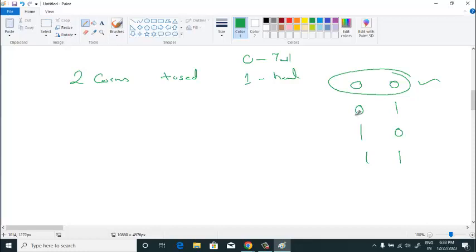Sometimes one will be head and another will be tail. Sometimes both will be head. These are all the probabilities. Yes or no? Is there any other probability when you throw just 2 coins? There are no other probabilities. These are all the maximum probabilities.